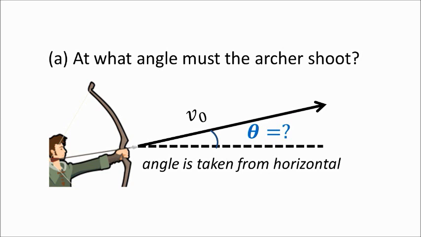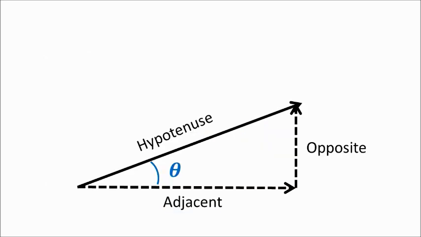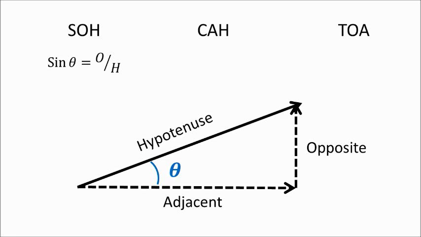Okay, so the initial velocity v0 is going to be at some angle theta taken from the horizontal. In order to do that, we're going to think back to our trig and remember that a right triangle can be broken up into three sides with respect to theta. The mnemonic device SOHCAHTOA should remind us that the sine of theta is the opposite side divided by the hypotenuse. Cosine of theta is the adjacent side divided by the hypotenuse. And tangent of theta is the opposite side over the adjacent.